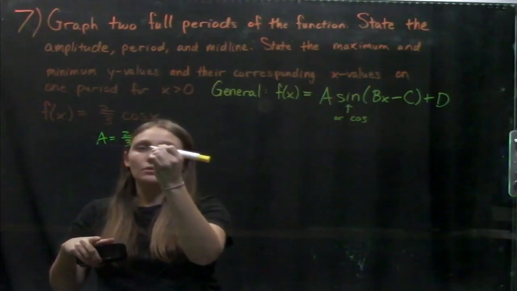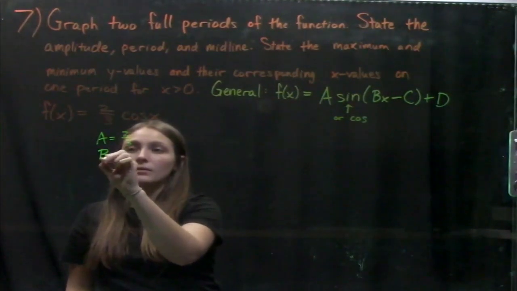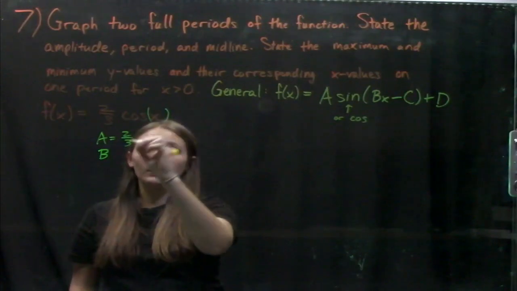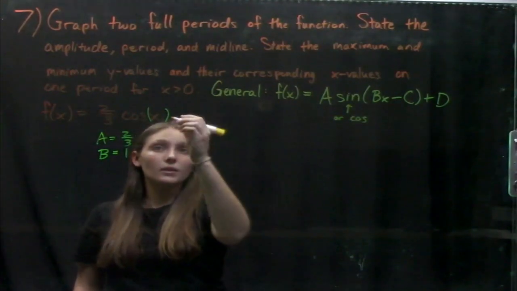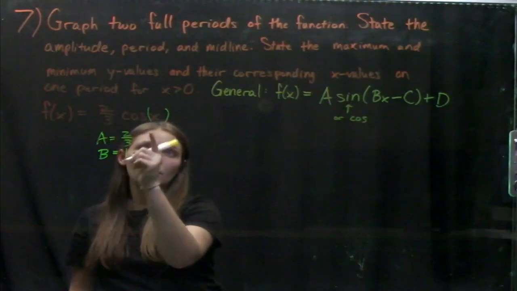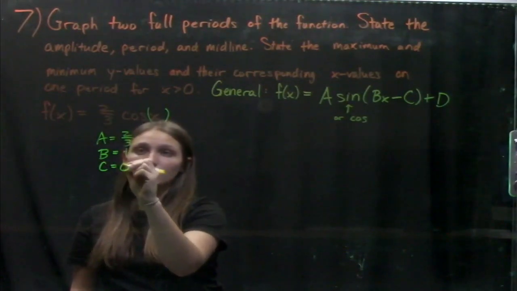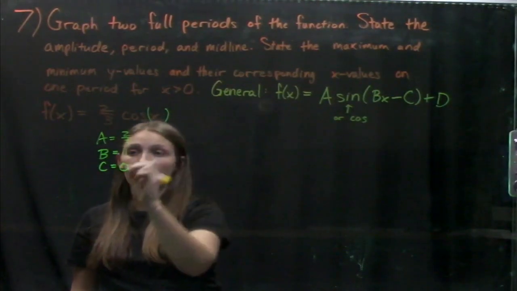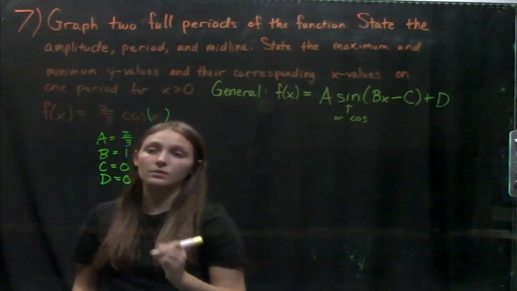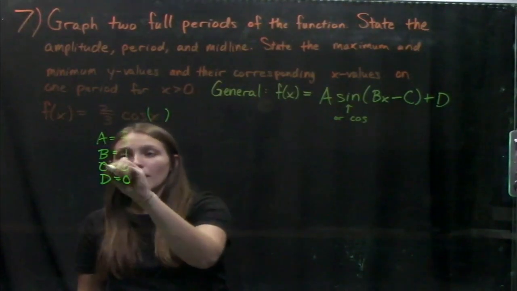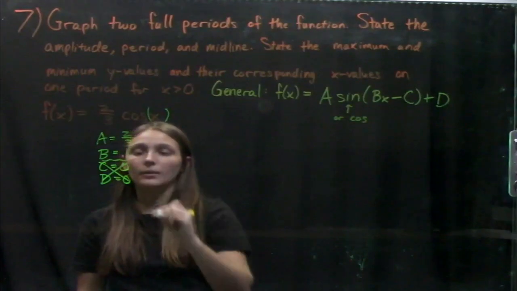So if we write out, we have our a equals 2/3. Our b is an imaginary 1 here. Our c, we don't have anything subtracted from our x or added to it, so our c equals 0, and there's no extra d out here, so d equals 0. So we don't have to worry about those, or even our b really.